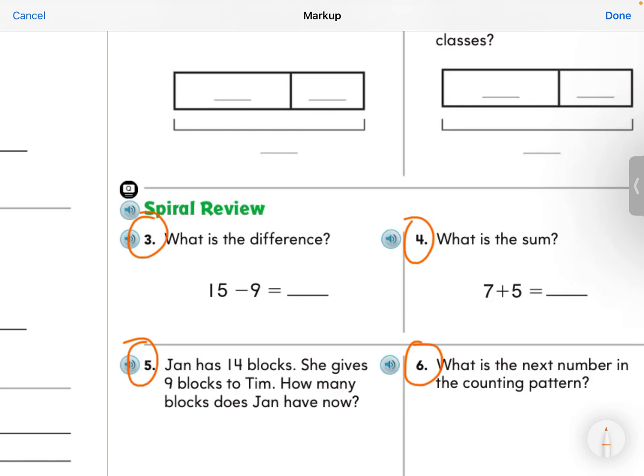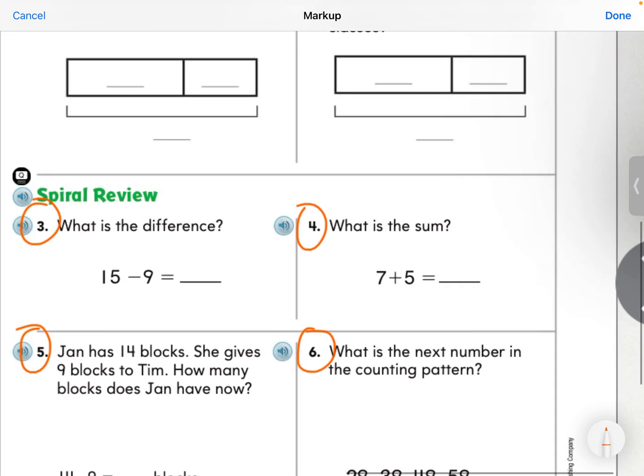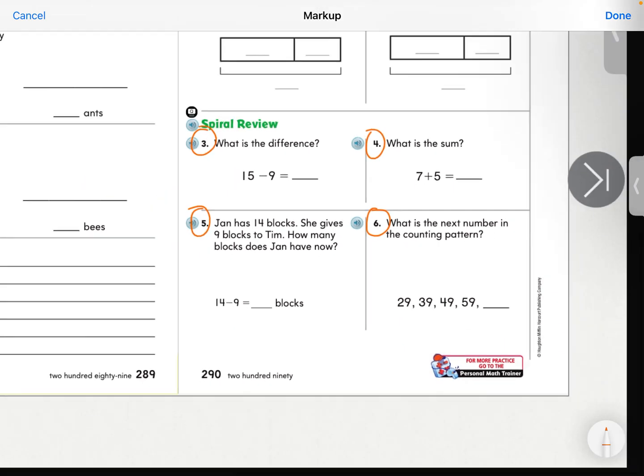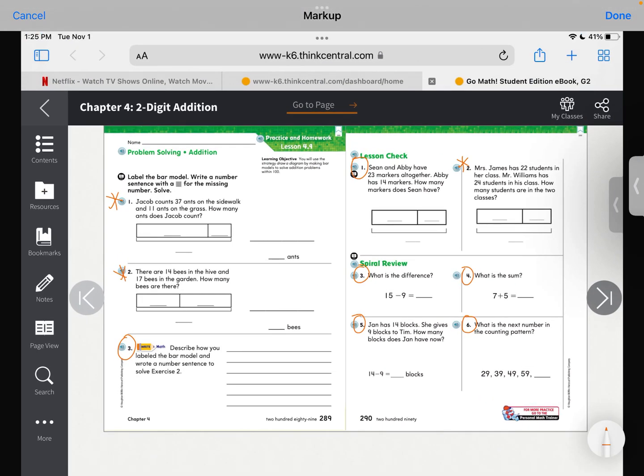Number 3, what is the difference? Difference is the answer to a subtraction problem. Go ahead and solve. Number 4, what is the sum? Sum is the answer to an addition sentence. Solve. Number 5, Jan has 14 blocks. She gives 9 to Tim. How many blocks does Jan have now? Number 6, what is the next number in the counting pattern? 29, 39, 49, 59.